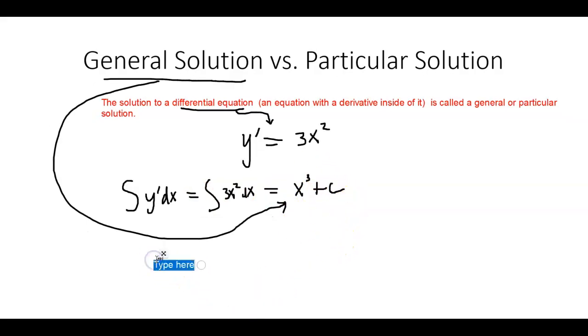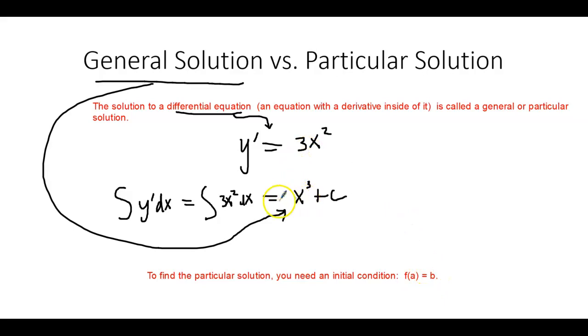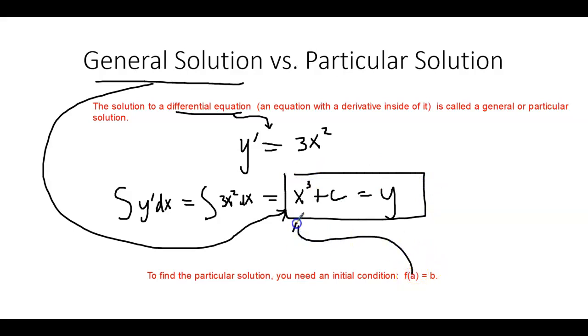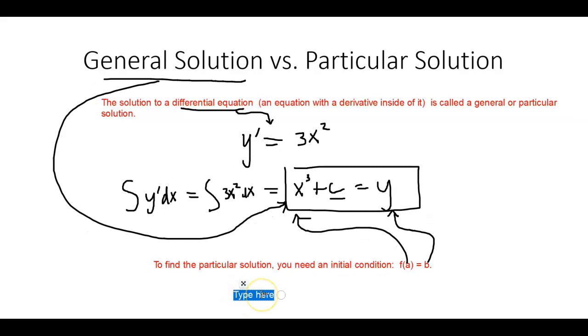Now, to find the particular solution, you need something called an initial condition. And what an initial condition is, it's where they give you some input and its corresponding output. So like let's say f of 0 equals 3. And in that case, what they're doing at that point is they're telling you the x value and the y value. You can just plug the x value in for the x, and you can plug the y value in for the y, and then you can solve for c. And once you find c, that's what we call the particular solution.